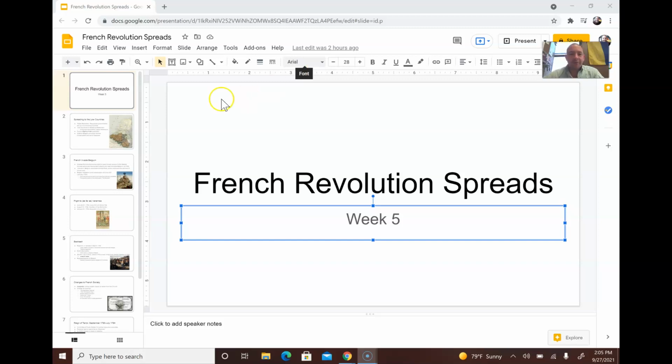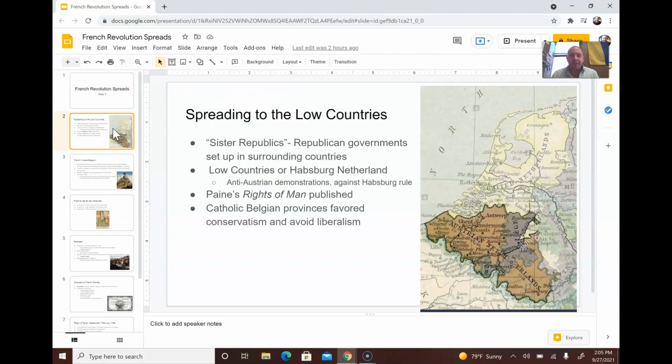So after the French Revolution kicks off in the summer of 1789, from 1789 through to about 1791 or so, the revolution is relatively peaceful, at least compared to what it's going to be in the 1792 to 1794 period. This is the period where some major constitutional changes occur, right?